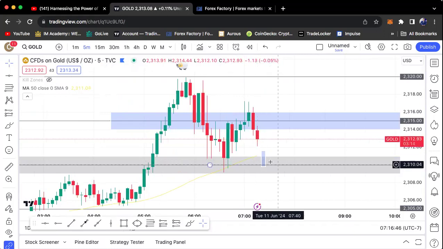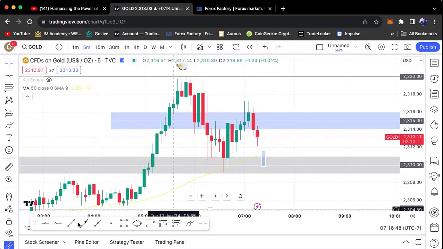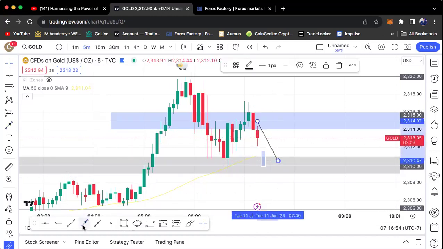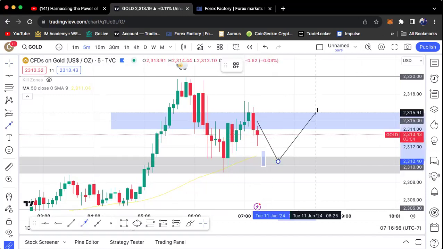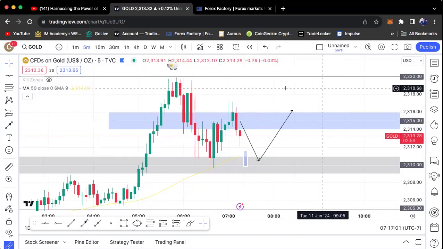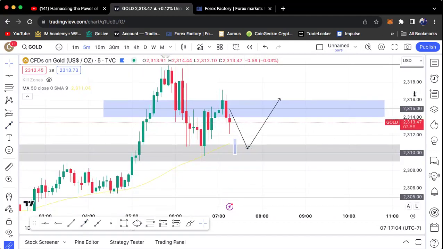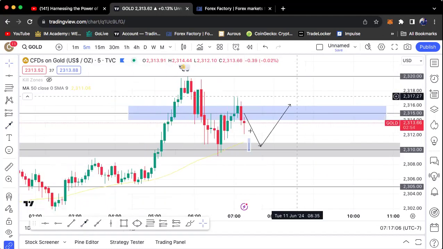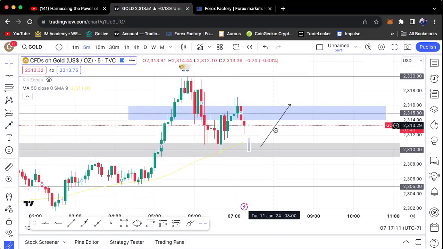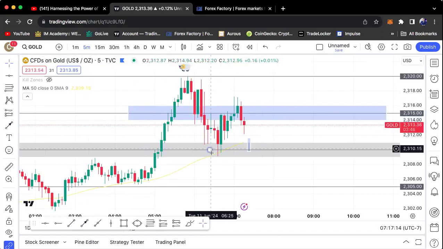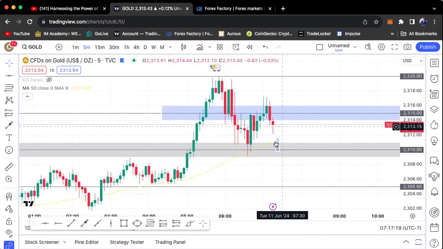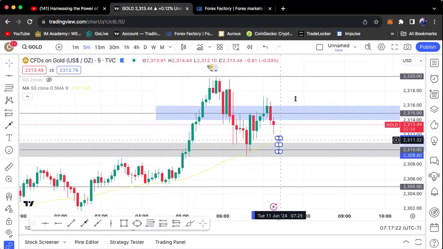It's going to come back to the support level here. Might come down to retest this zone again for a buy, because we had a touch here. Okay, so it may touch again. It may come back down to retest this area again.